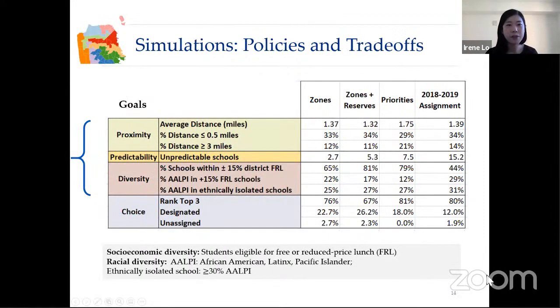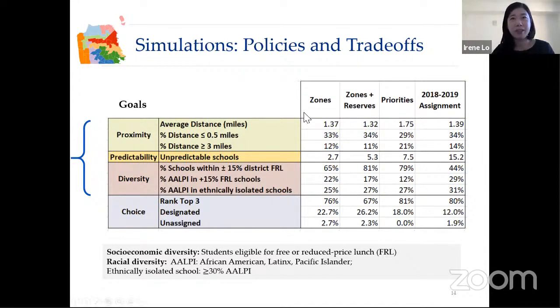Okay. And so here's what we found. We looked at 4 different policies, one using just zones to restrict choice, one using zones and reserves. So we restrict choice within the zone, and also at every school, we set aside seats for different students. One was using just priorities, so coming up with a priority that was better than the previously used priority. And this last column here was the 2018-2019 assignment, so just comparing ourselves to what happened historically. And here we have measures of the district goals of proximity, predictability, diversity, and we also measured choice, even though it wasn't a district goal. It's very important. It's one of the goals of school choice to give choice.